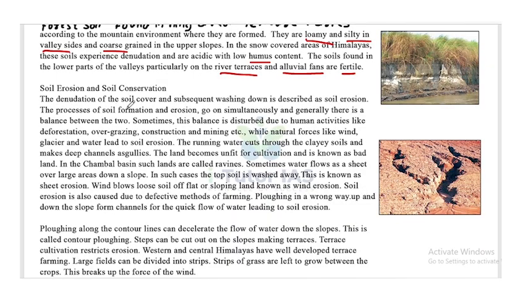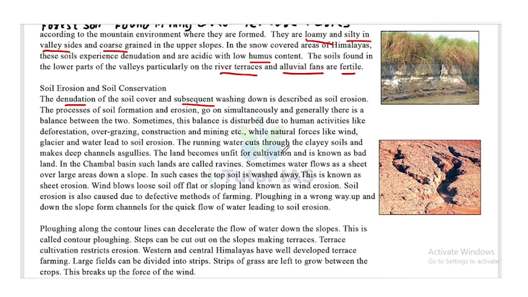The denudation of the soil cover and the subsequent washing down is described as soil erosion. So what is soil erosion? The denudation of the soil cover and the subsequent washing down is described as soil erosion. Okay. Now, the processes of soil formation and erosion go on simultaneously and generally there is a balance between the two. Sometimes this balance is disturbed due to human activities like deforestation, overgrazing, construction and mining, etc. While natural forces like wind, glaciers and water lead to soil erosion.